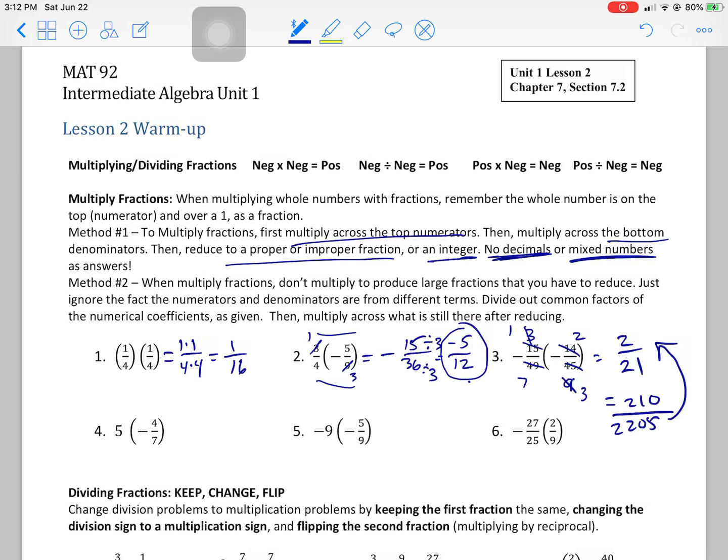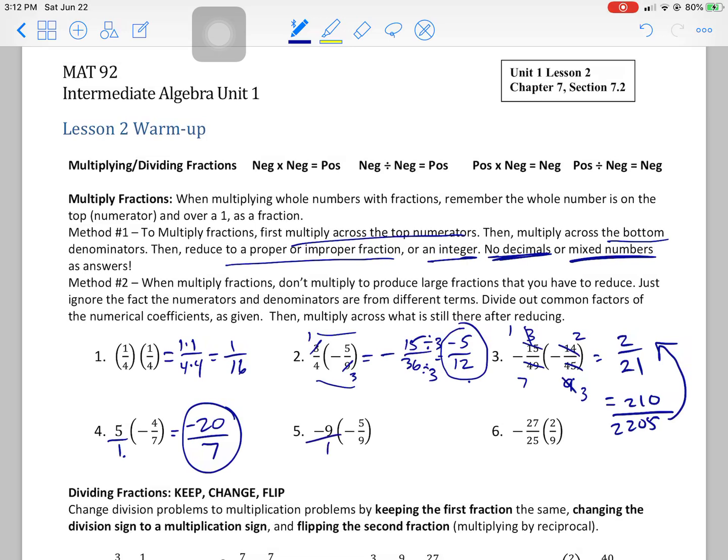All right, when I'm multiplying a whole number times a fraction, whole numbers are really the numerators over 1. Okay? So then you can multiply across the top. Negative times a positive is a negative. 1 times 7 is 7. Done. Leave it that way. It does not reduce, okay? They have no factors in common. Put that over a 1.